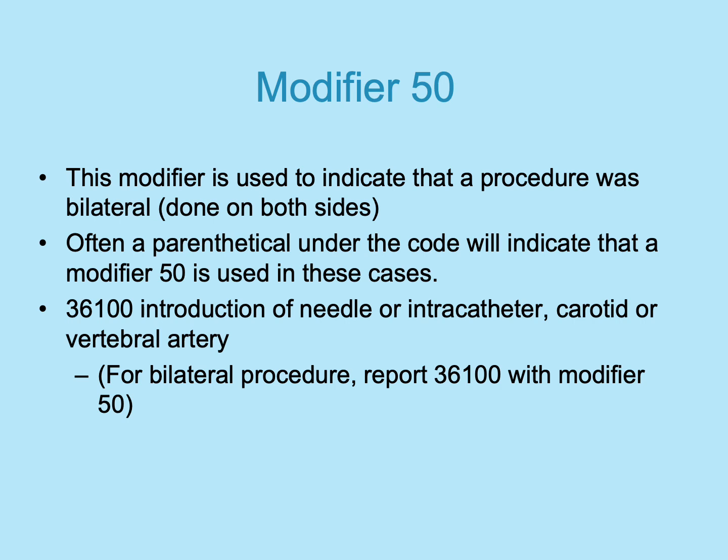Okay, we'll start with 50. This is the simplest. This modifier is used to indicate a procedure was bilateral, done on both sides. Often, this is something to check for. There'll be a parenthetical under the code that will indicate a modifier 50 is used, or that a modifier 50 is not used. So that's important. So check under your code if you think that's going to be a possibility. For example, 36100, introduction of needle or intracatheter, carotid or vertebral artery. There's a parenthetical for bilateral procedures: report 36100 with modifier 50. So there you go. Easy peasy.